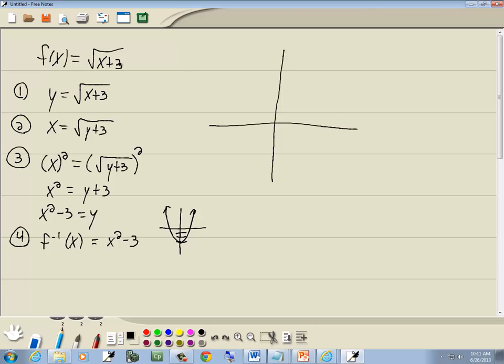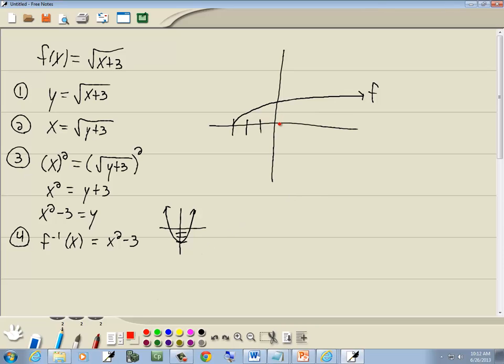Up here we have the square root of x plus 3. Square root of x, we know what that basic graph looks like. When you have a number inside with the x, it shifts left or right, opposite of what you think. Plus 3 would make us think it goes right 3, so it's really going left 3. So that right there is our function.